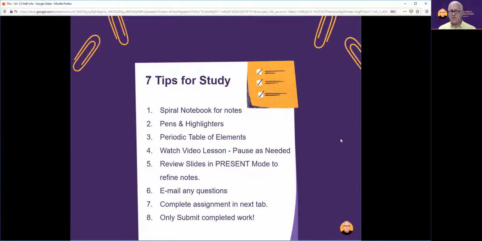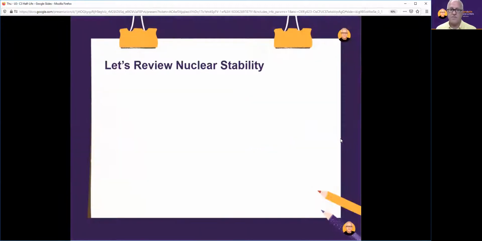Remember seven tips for a successful study: spiral notebook for your notes, pens and highlighters, periodic table of elements, watch the video lesson, pause as you need, then go back and use the slides in present mode to refine your notes. If you have any questions along the way, email me and we'll respond to you quickly. Make sure you complete the assignment in the next tab. And remember, please, only turn in completed work.